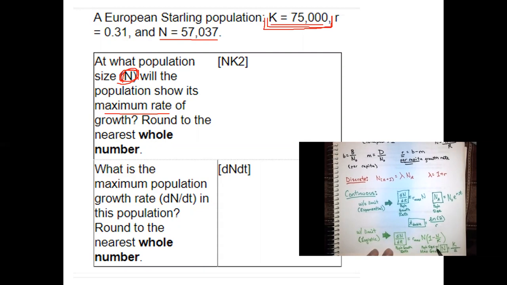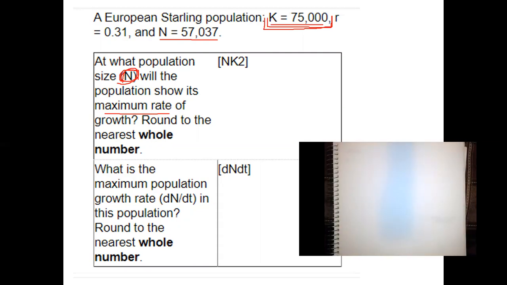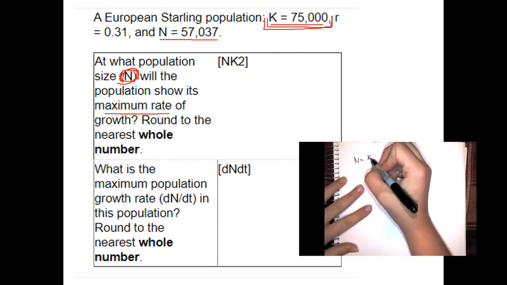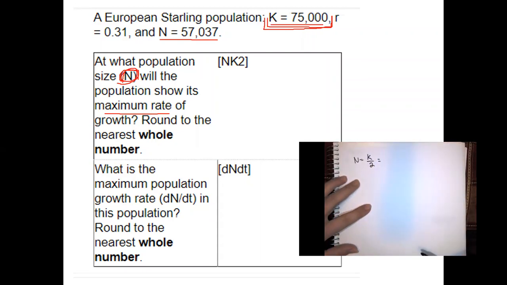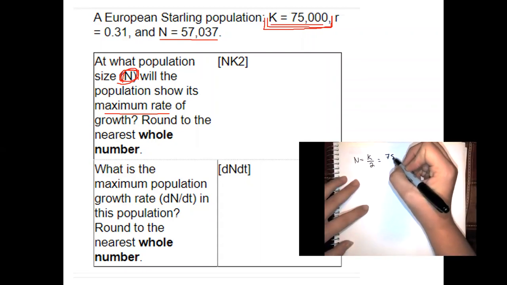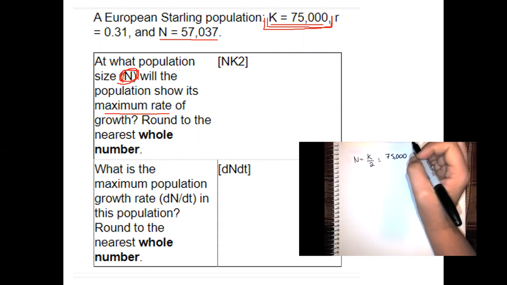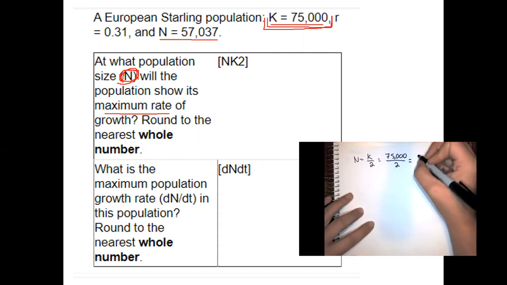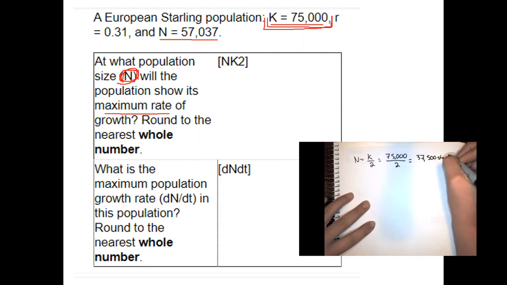Okay, the population size with maximum growth, right? So when the population is growing the fastest, this is how big the population is going to be. So this is the one that we are going to start out with. So our equation is N equals K over 2, which is 75,000. That's the carrying capacity, and half of the carrying capacity is 37,500, and we're talking about European starlings.